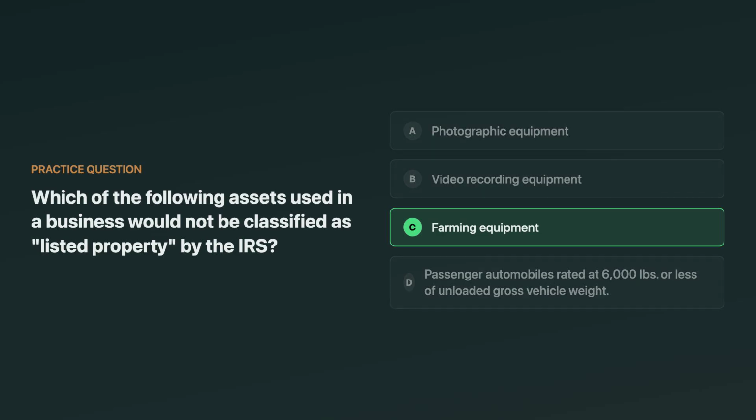The correct answer is farming equipment. Listed property is the category the IRS historically watched closely for mixed business and personal use, like passenger autos, cameras, and video equipment. Farming equipment is a tempting wrong answer because it can be used personally, but it's not in the listed property group the exam expects you to recognize.